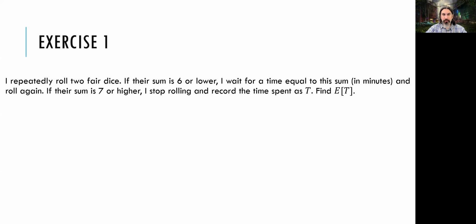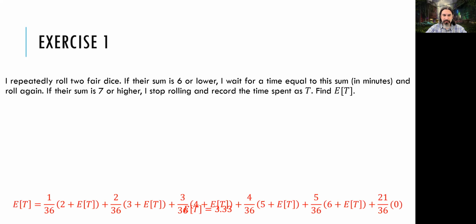And with 5/36 probability, we're going to wait for 6 minutes because we have rolled 6, and then we're going to roll again. Now, the rest, from 7 to 12, which is 21/36 probability, is going to be ending the game. You're not waiting anymore. So what we have here is like this.